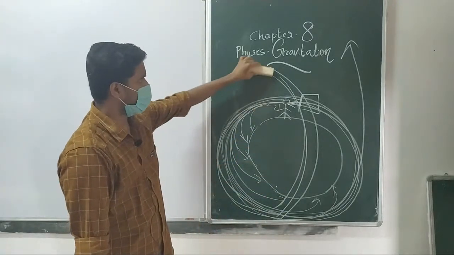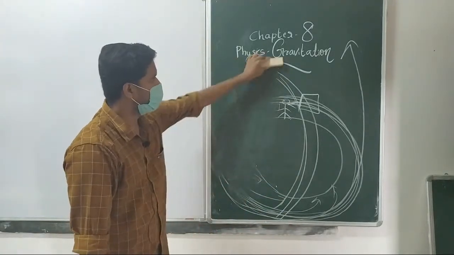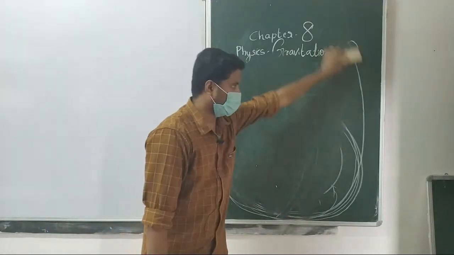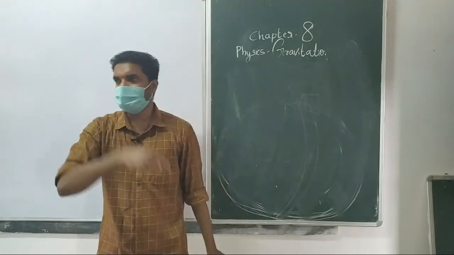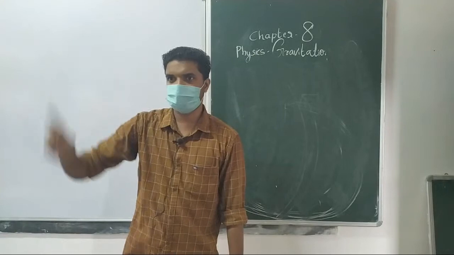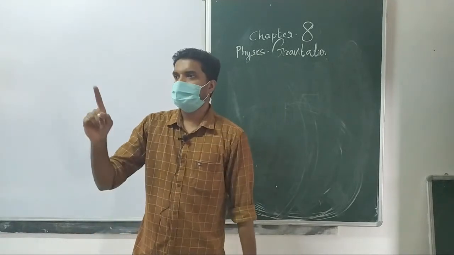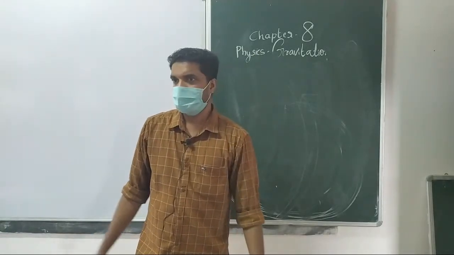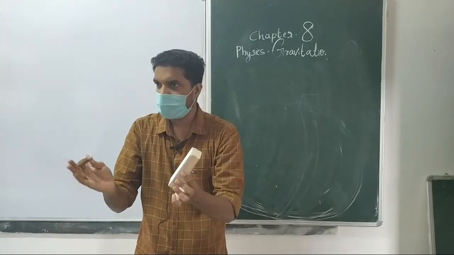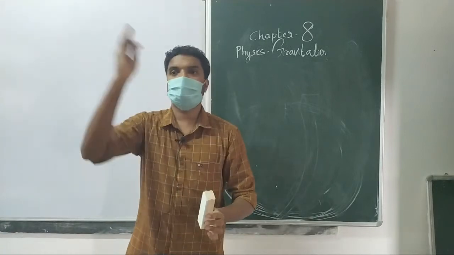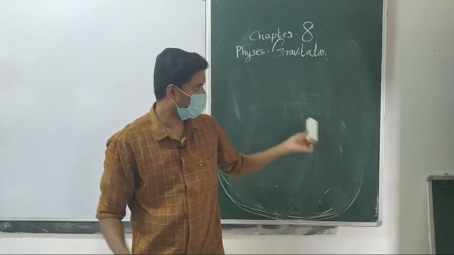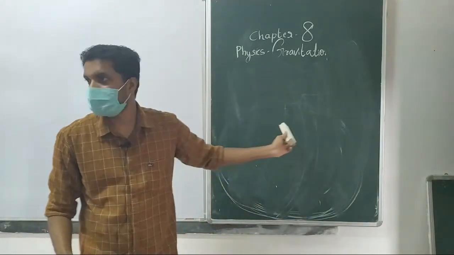So dear students, your syllabus begins with Kepler. Kepler has given 3 laws. The first law is the law of orbits. The law of orbits states that every planet revolves around the sun in an elliptical orbit. It tells you about the shape of the orbit, not a circular orbit. The one that I drew here was a circular orbit.